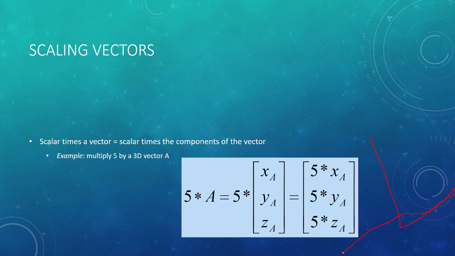So scaling a vector: a scalar times a vector equals the scalar times each component of the vector. Example, multiply 5 by a 3D vector a. 5 times a equals 5 times xa, ya, za, which equals 5 times xa, 5 times ya, 5 times za. Based upon that we can define scaling vectors.